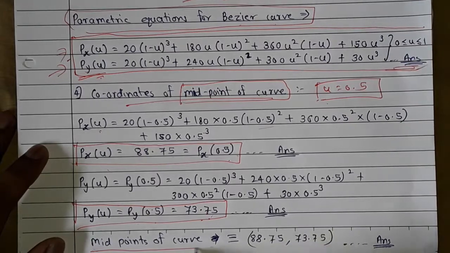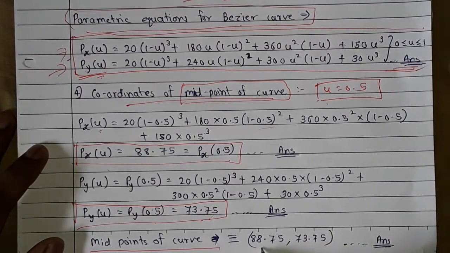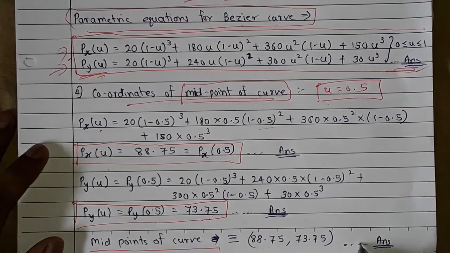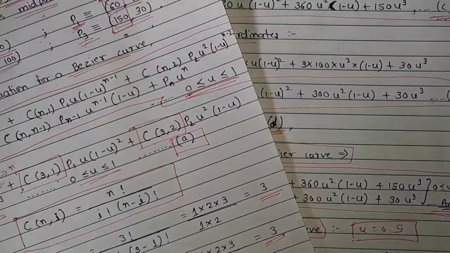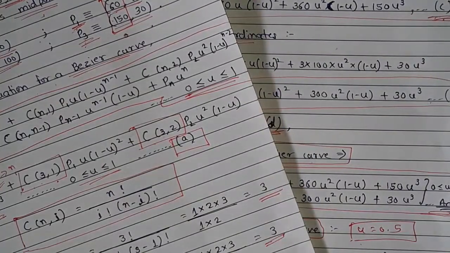So here the midpoint of the curve is (88.75, 73.75). This is the answer. So we have learned here how to solve the problem on Bezier curve.